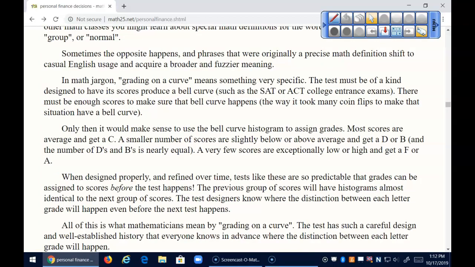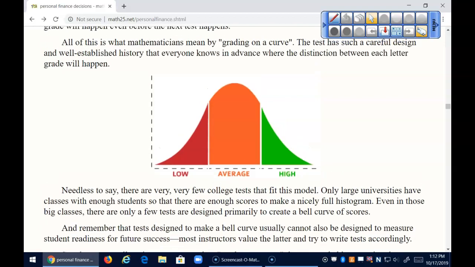So it would make sense to say, I have a test, I've given it to a very large number of students, repeatedly from term to term. I know that the shape is a bell curve. Then I can assign scores where near the average would be the C, slightly below or above would be the B or the D, and very far above or below would be the A or the F. And if I had done this enough, I'm going to use a nice color-coded one here, I could predict ahead of time how many students would be about here, and how many students would be about here, and how many students would be in the middle.